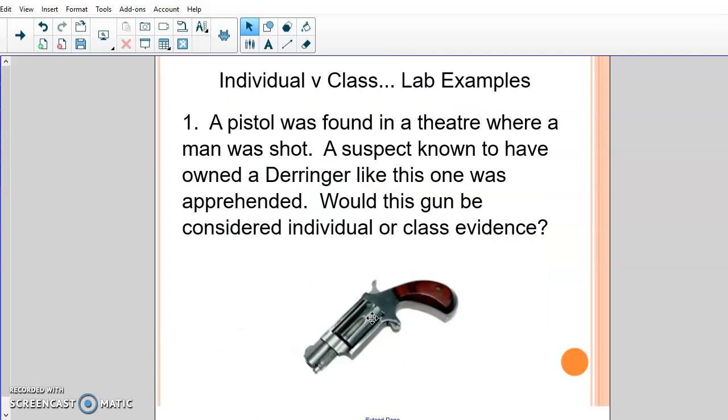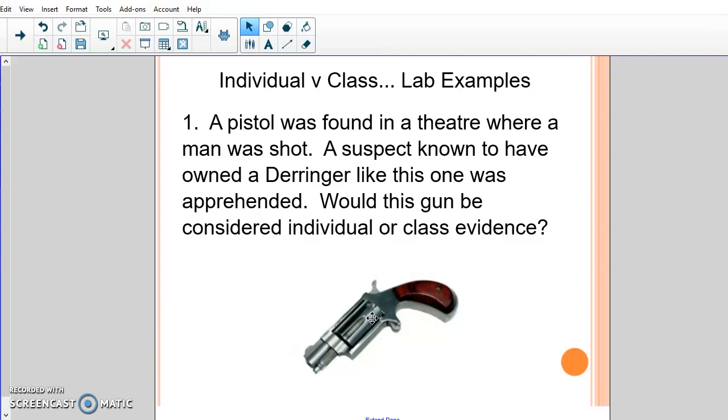So let's do a couple more examples so that hopefully you're ready to go for your lab. A pistol was found in a theater where a man was shot. The suspect known to have owned a Derringer like this one was apprehended. Would this gun be considered individual or class evidence?